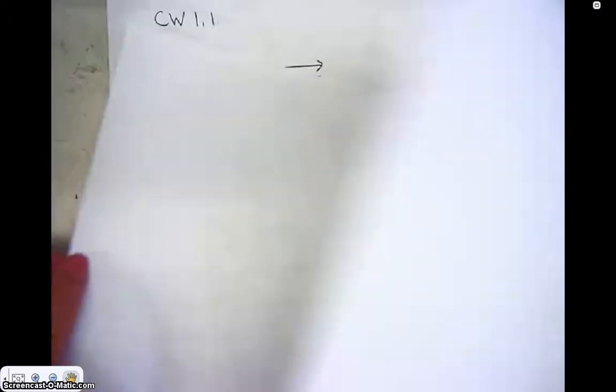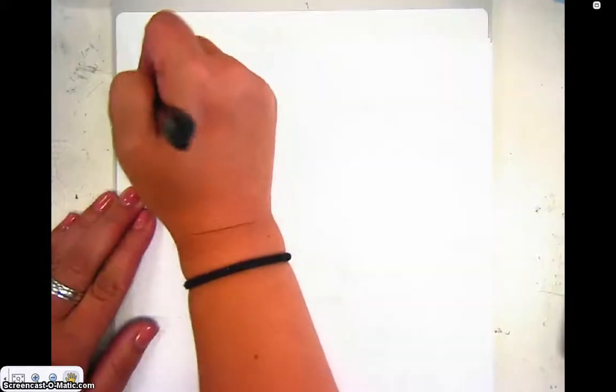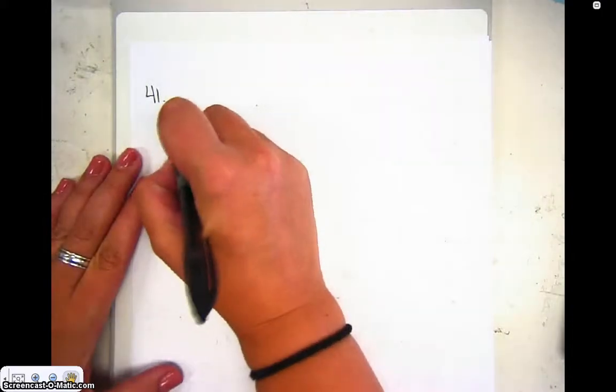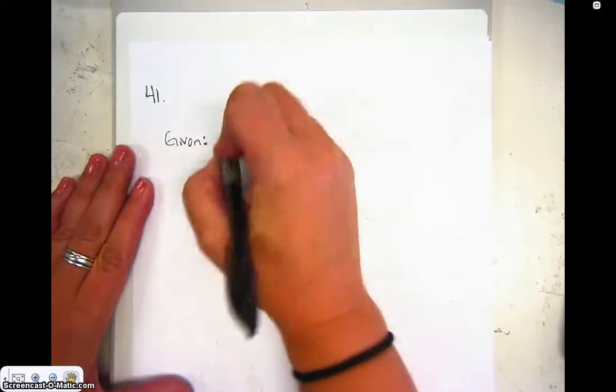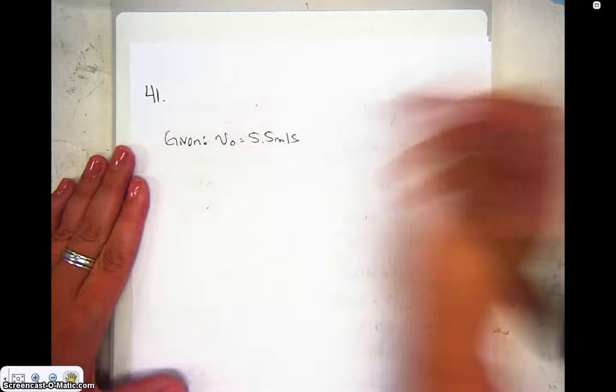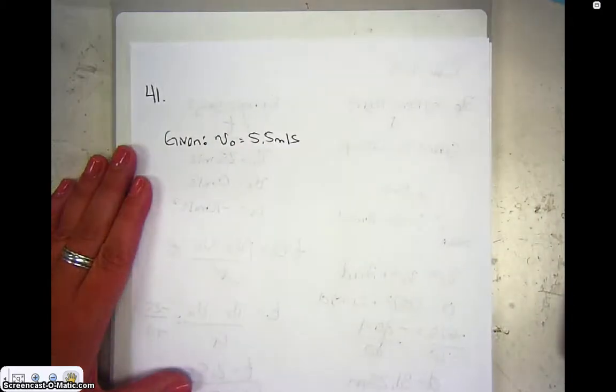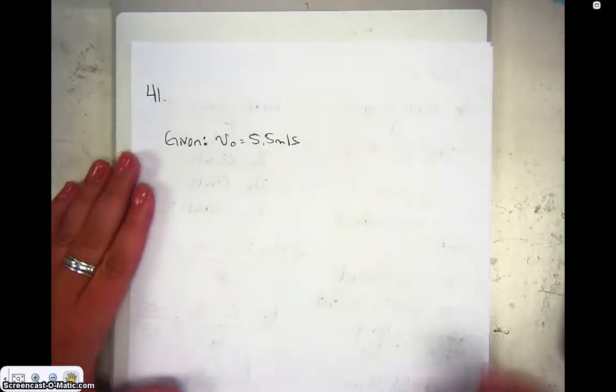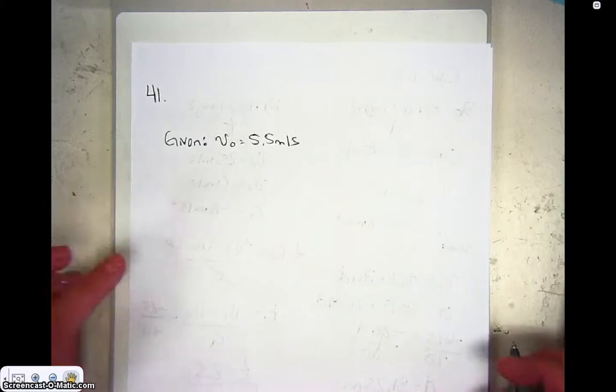Alright, let's go ahead and do number 41. Number 41 is the helicopter problem. A helicopter is ascending vertically with a speed of 5.5 meters per second. So I'm going to put this into my given section: V initial is 5.5 meters per second. It says, at a height of 105 meters above the earth, a package is dropped.